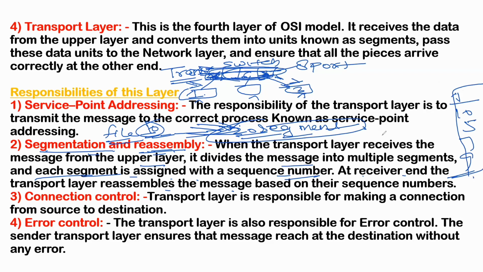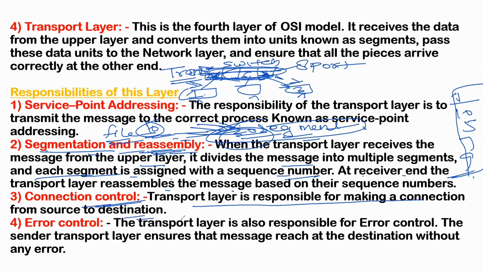On the other hand, it will convert these segments into data by this sequence number, right? So this is the scenario for segmentation and reassembly. And then the next responsibility is connection control. Connection control means transport layer is responsible for making a connection from source to destination.